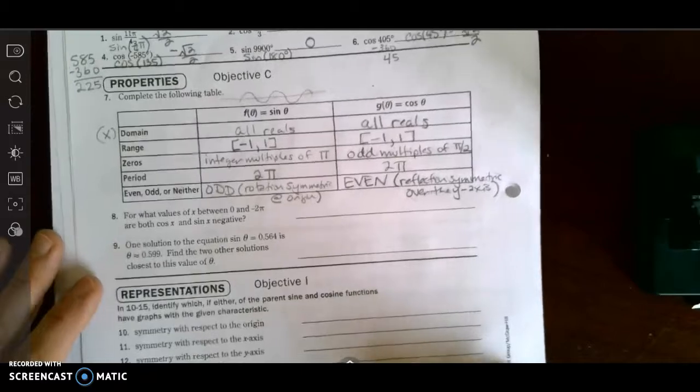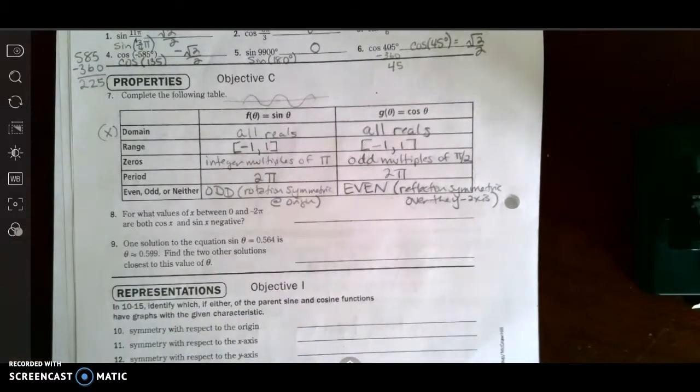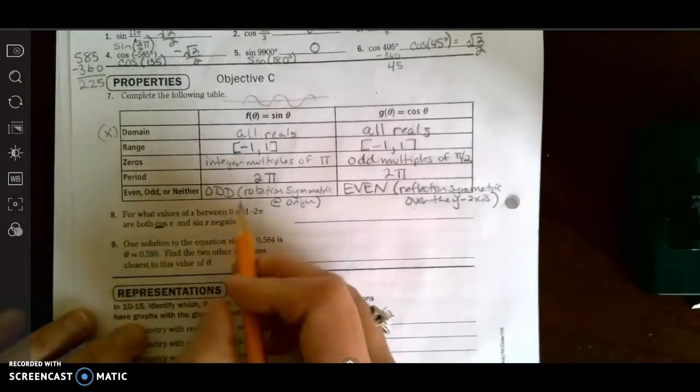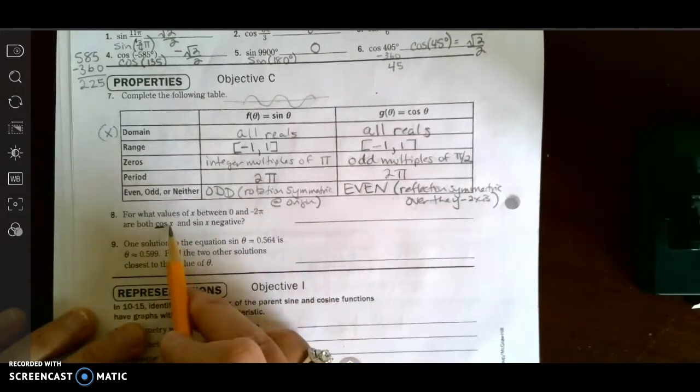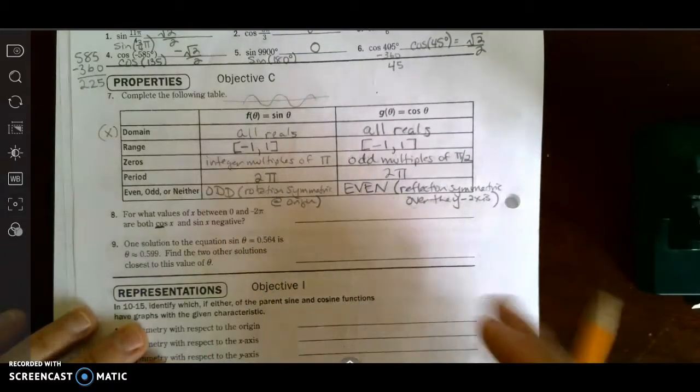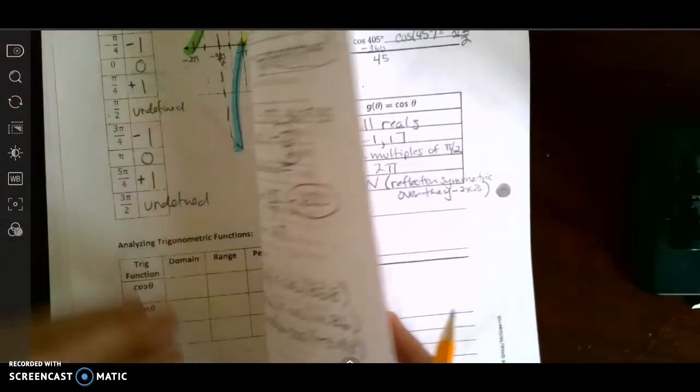Okay. All right, for what values of x between 0 and -2 pi are both cosine of x and sine of x negative? So we want to know, when are they both negative? Between 0 and -2 pi, we want both cosine and sine to be negative. All right, I can look at my graph to determine that, and then I'm going to show you another way to determine it as well.